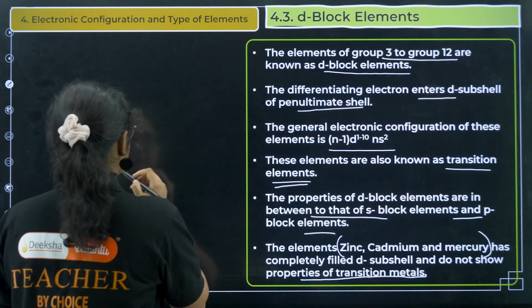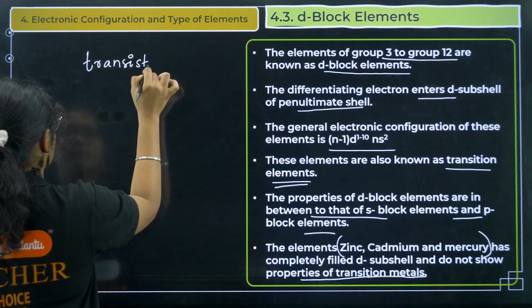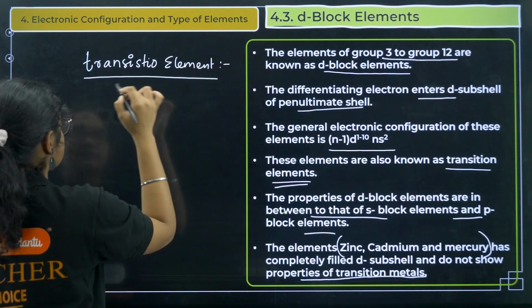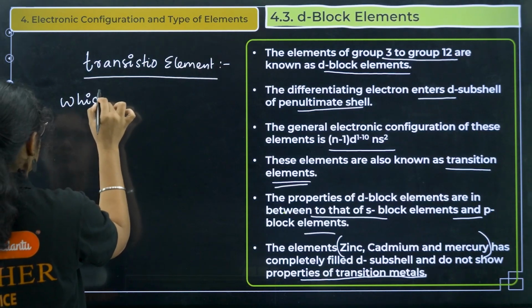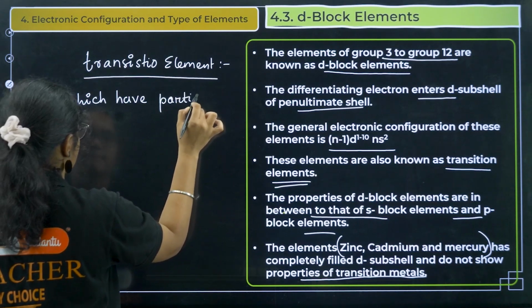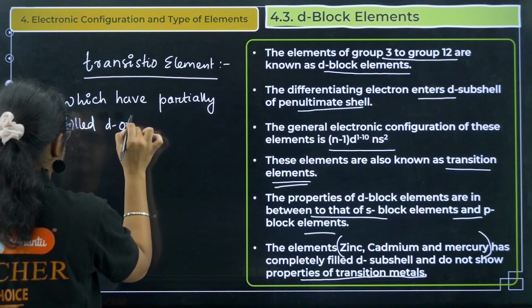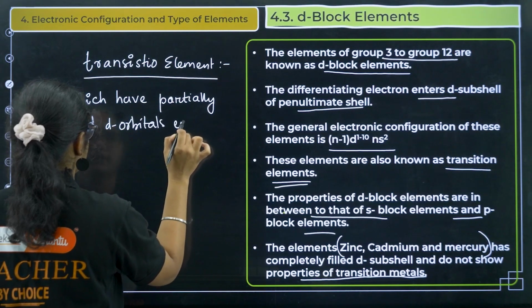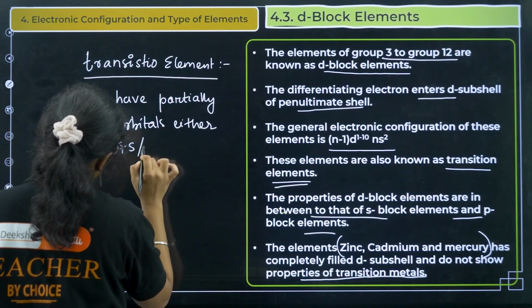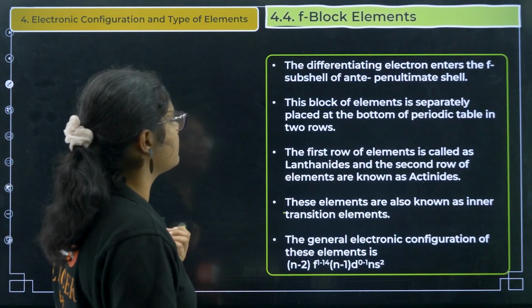So how can you define transition elements? Transition elements are those which have partially filled d orbitals either in the ground state or in the excited state. Okay, clear? Fine. Next, coming to f block elements.